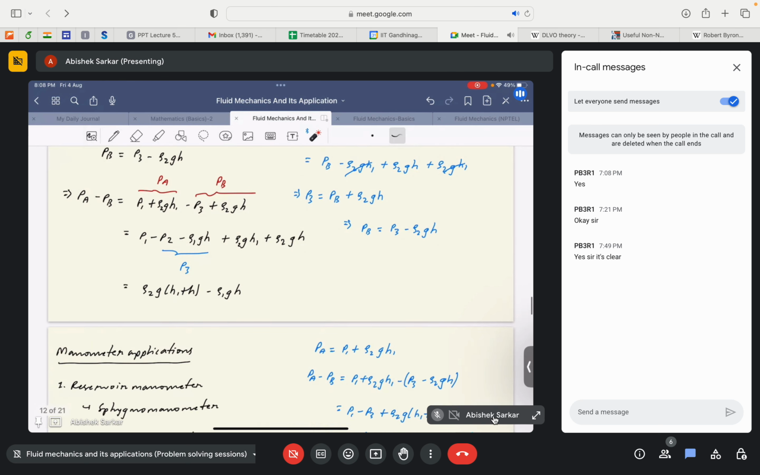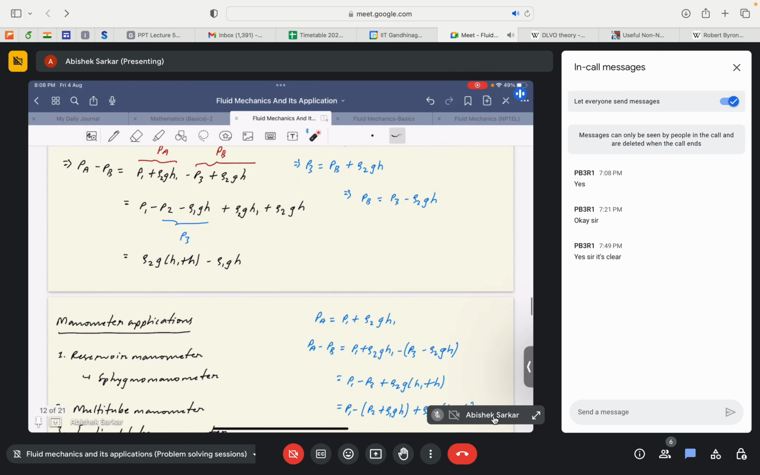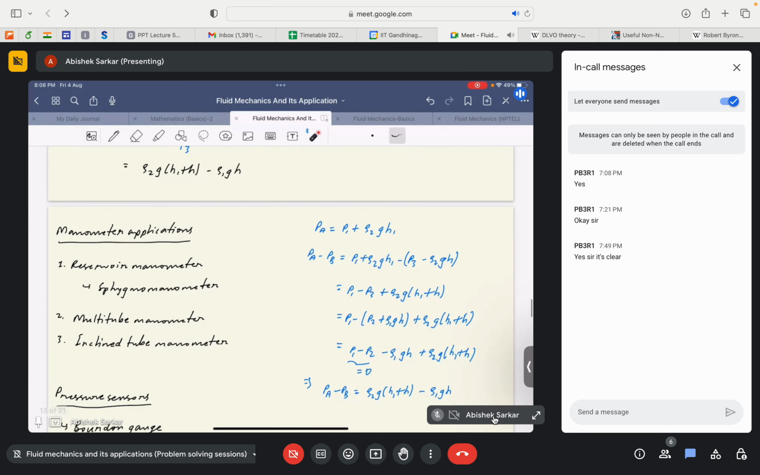Okay, so I hope it was clear. Then we just reiterate some of the applications that had been mentioned in the video lecture. One was a reservoir manometer, or the speak manometer. One very popular example is the speak manometer. This is basically the blood pressure measuring device, the analog version of the blood pressure measuring device that is used in the hospitals and the clinics. Not a digital one, the analog one that has a mercury, which is used to denote your blood pressure, right?